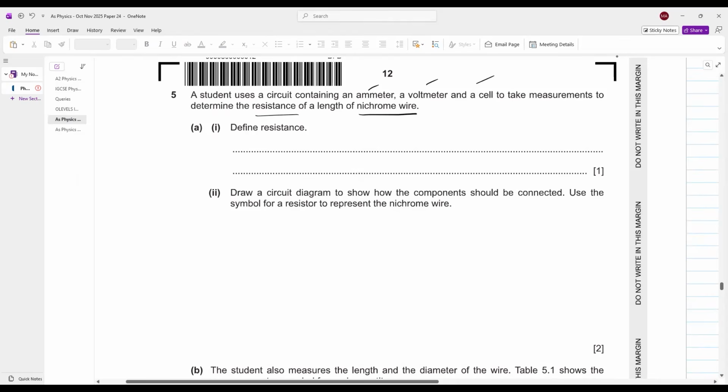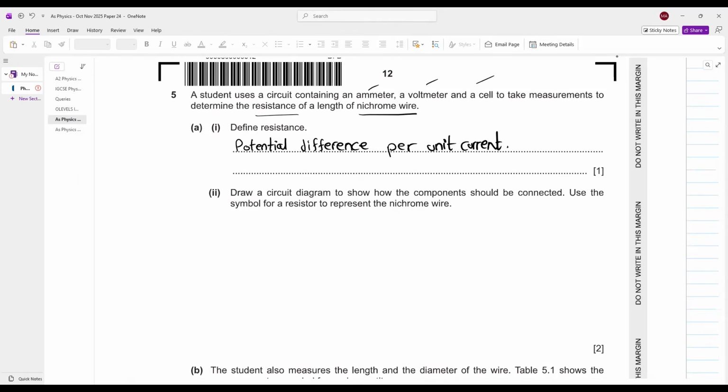Potential difference per unit current. Simple. Draw a circuit to show how the components should be connected.